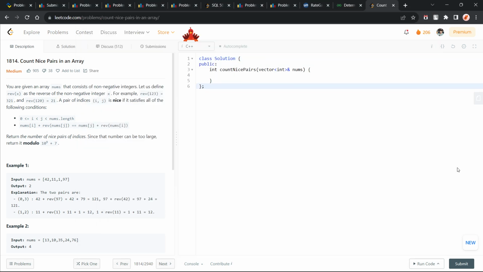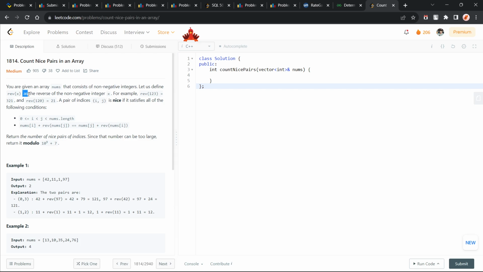So in this video, we are going to discuss the Leetcode problem of the day, and today's problem is Count Nice Pairs in an Array, right? And it is going to be a medium level problem. So the problem says that we have been given an array nums that consists of non-negative integers.